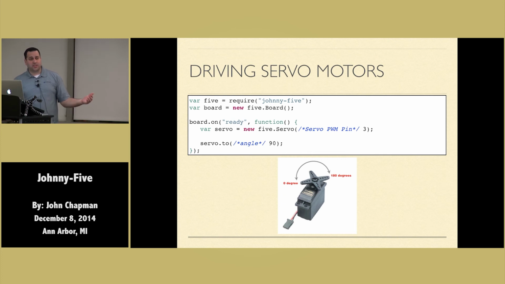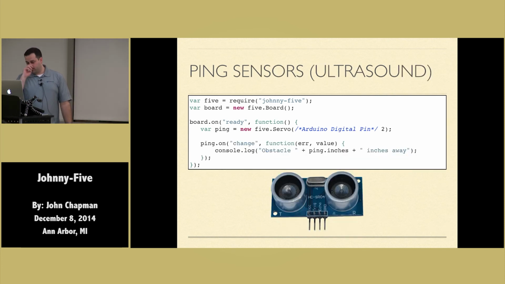I do want to talk about those briefly just to show how easy they are to work with. Again, for a servo, create the new servo, give it the pin it connects to, and then say the angle you want to turn to. It's that simple. For ping sensors, there's a module called ping. You tell it the pin it's connected to. Upon receiving a change in value, Johnny-Five lets you know the current distance, or how far away it is. In this case, we're saying what's the current inches for the item in front of that ping sensor. You have inches and you have centimeters.